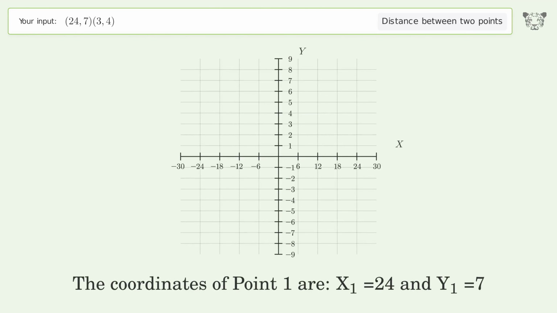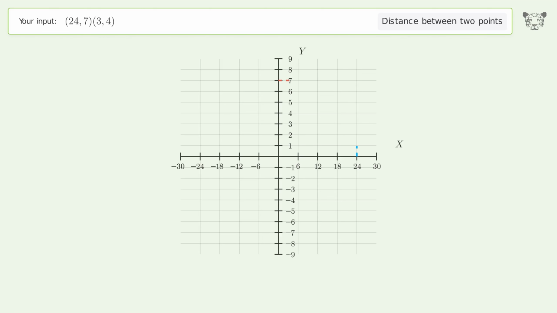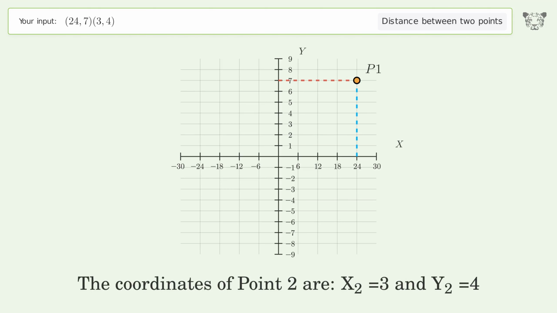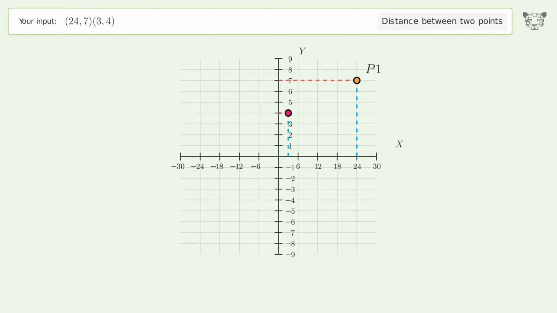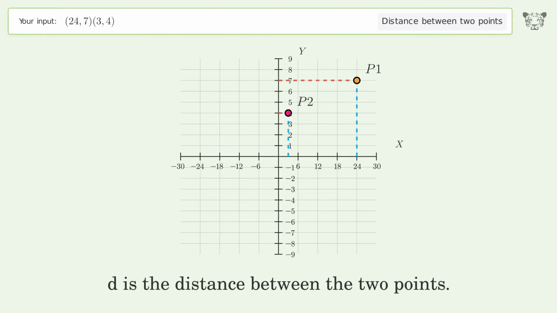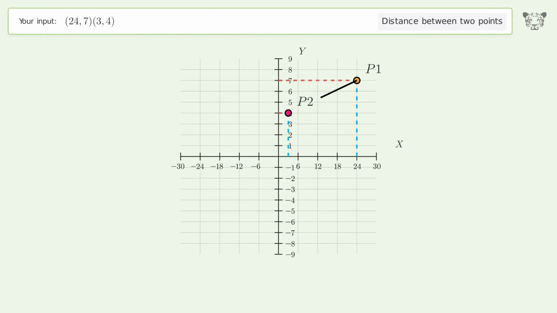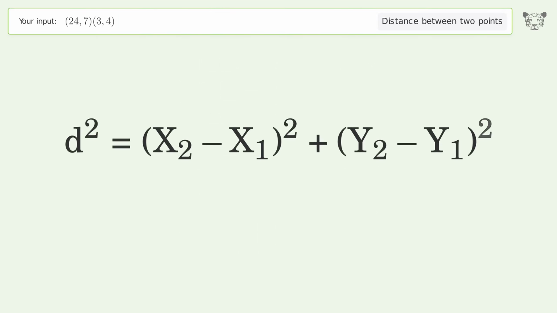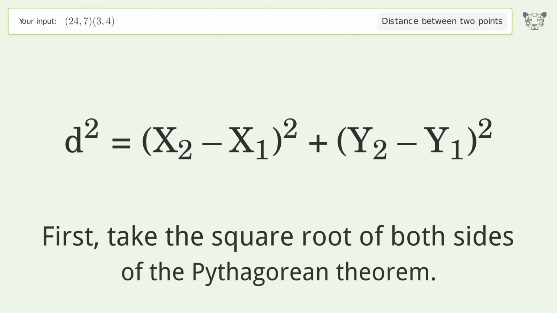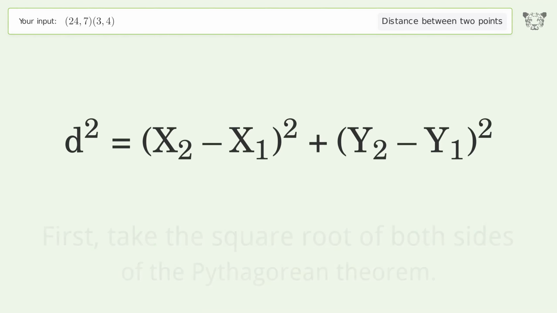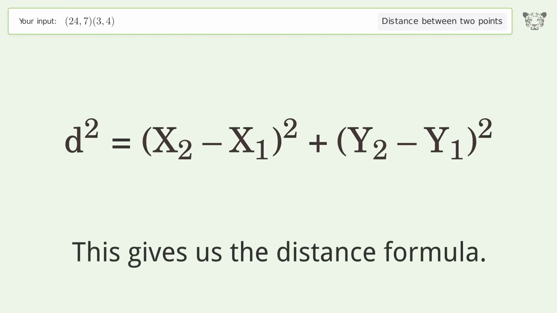The coordinates of point 1 are x1 equals 24 and y1 equals 7. The coordinates of point 2 are x2 equals 3 and y2 equals 4. D is the distance between the 2 points. First, take the square root of both sides of the Pythagorean theorem. This gives us the distance formula.